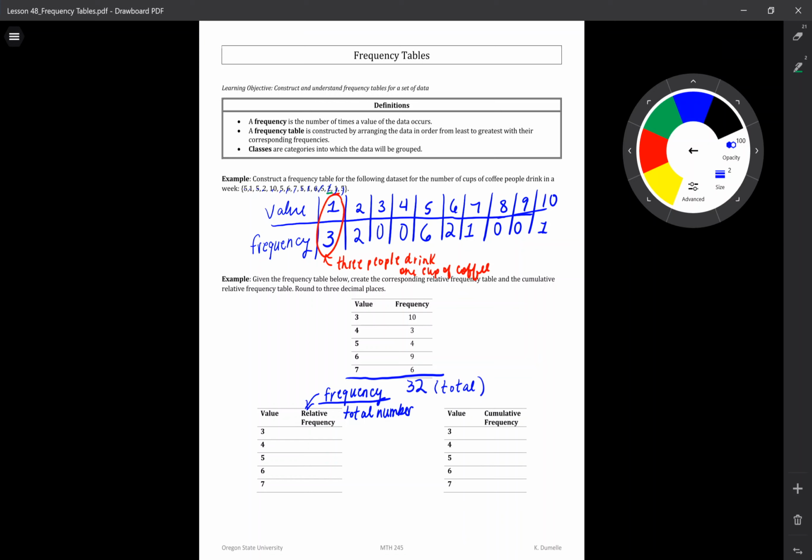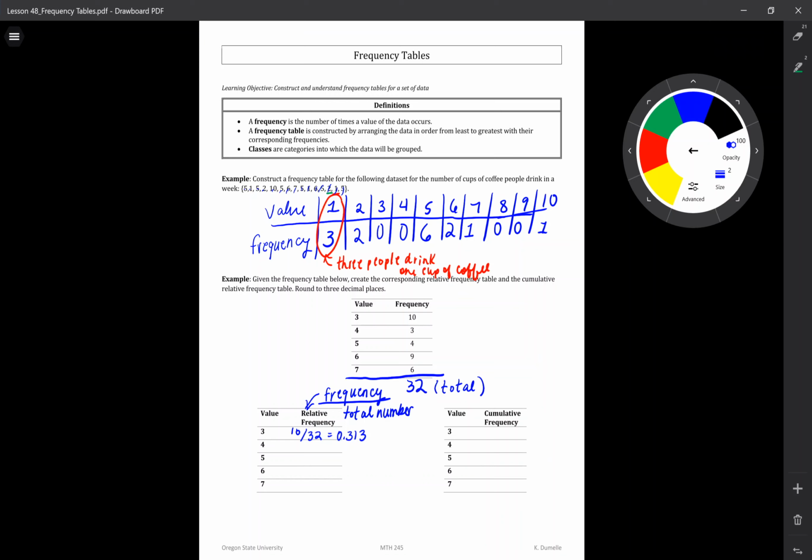So for my relative frequency here, I take the frequency for that value and I divide it by the total number of frequencies that we have. So if I look at the value 3, I take the frequency that corresponds to that value, which is 10, and I divide it by the total number, 32. And if I take 10 and I divide it by 32, this is 0.313.